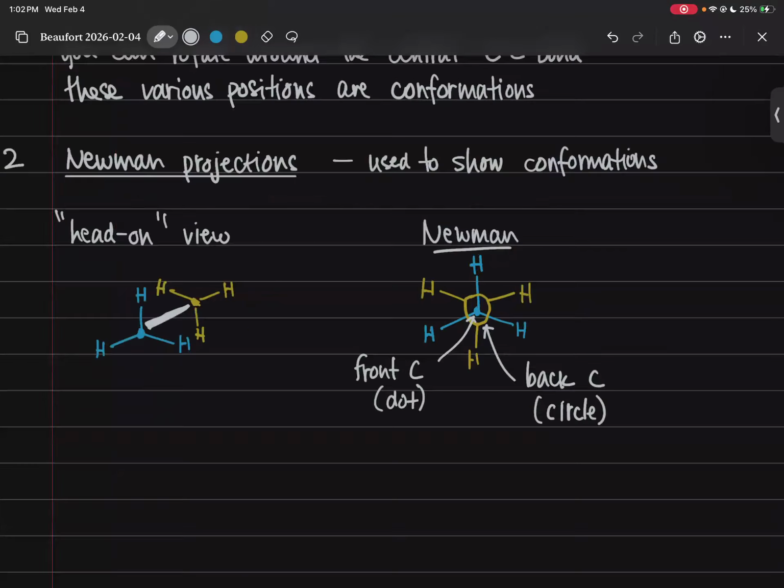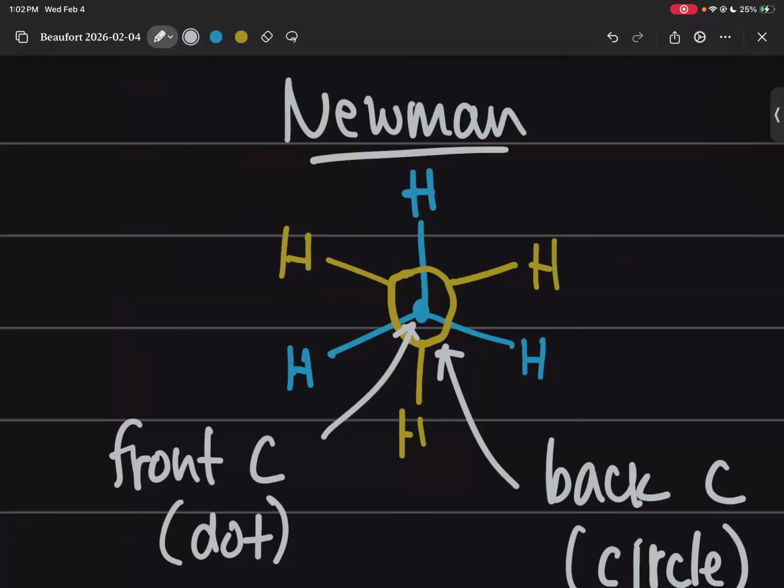Okay, notice a couple things about the way I've drawn the Newman projection. The blue front carbon, those bonds go all the way to the center and they intersect just like a normal skeletal structure would. But it's very important that the back carbon in yellow, that these lines only go to the circle and then stop.